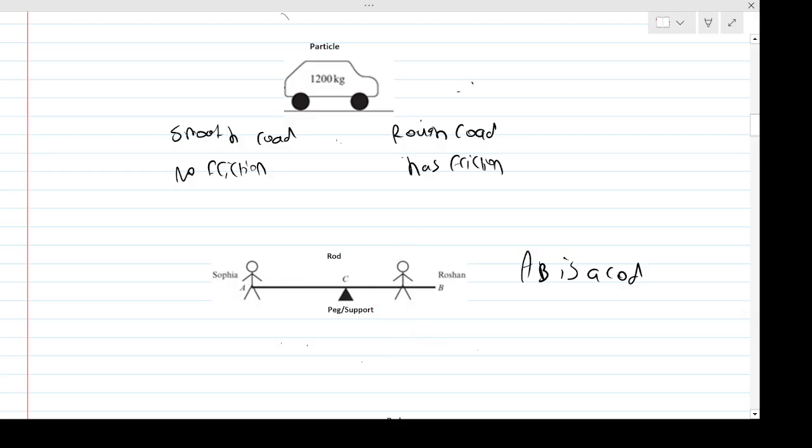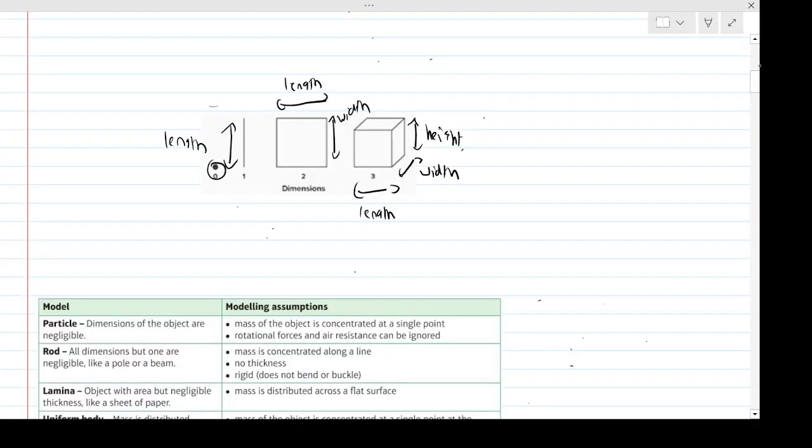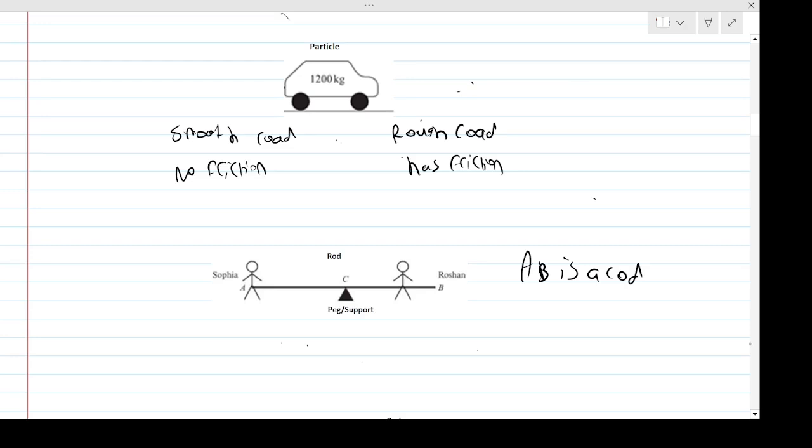Now the other thing we'll be looking at is this little triangle here. This is called a peg. A peg is simply a support, something that a rod rests on. So again, like a seesaw, and it's dimensionless. That means it's basically just a point. So a peg is just something the rod rests on that keeps it balanced.